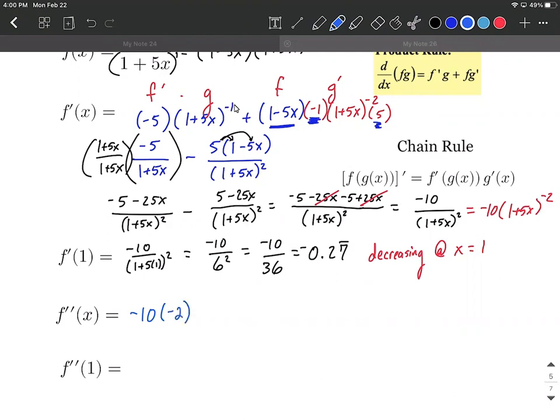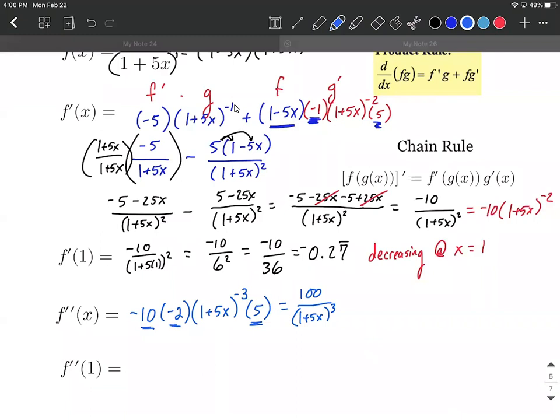So the negative 2 comes down. We're going to copy down what's on the inside, 1 plus 5x, the inner function, and reduce the exponent by 1. So negative 2 minus 1 more makes negative 3. And then multiply by the derivative of the inner function. The derivative of the inner function, 1 plus 5x, is just going to be 5. This gives us, as we multiply negative 10 times negative 2 times positive 5, positive 100 over (1 plus 5x) to the positive third power. I went ahead and got rid of my negative exponent, moving it back down to the denominator.